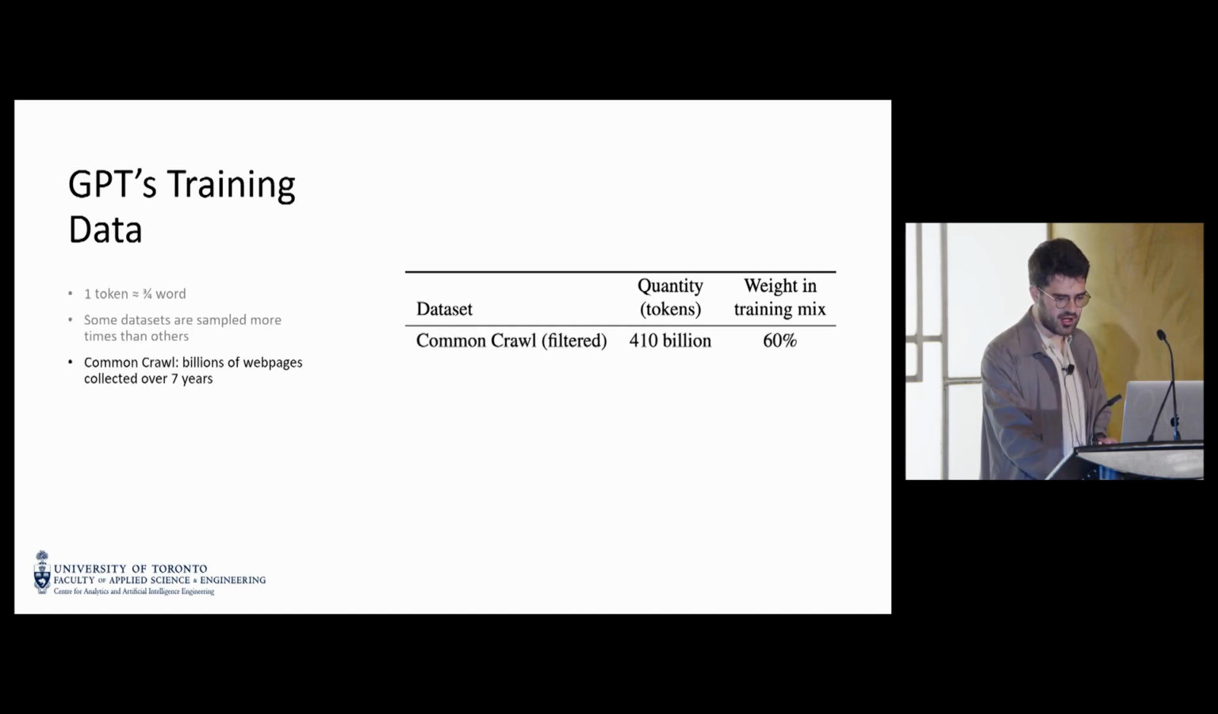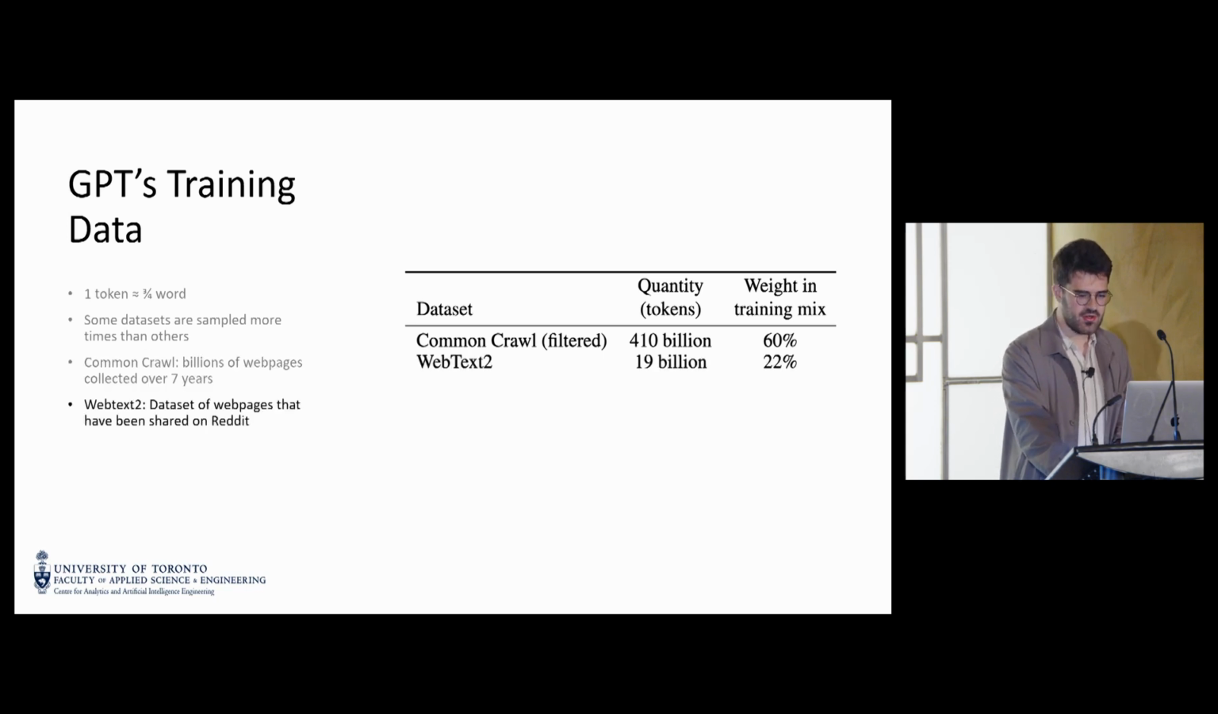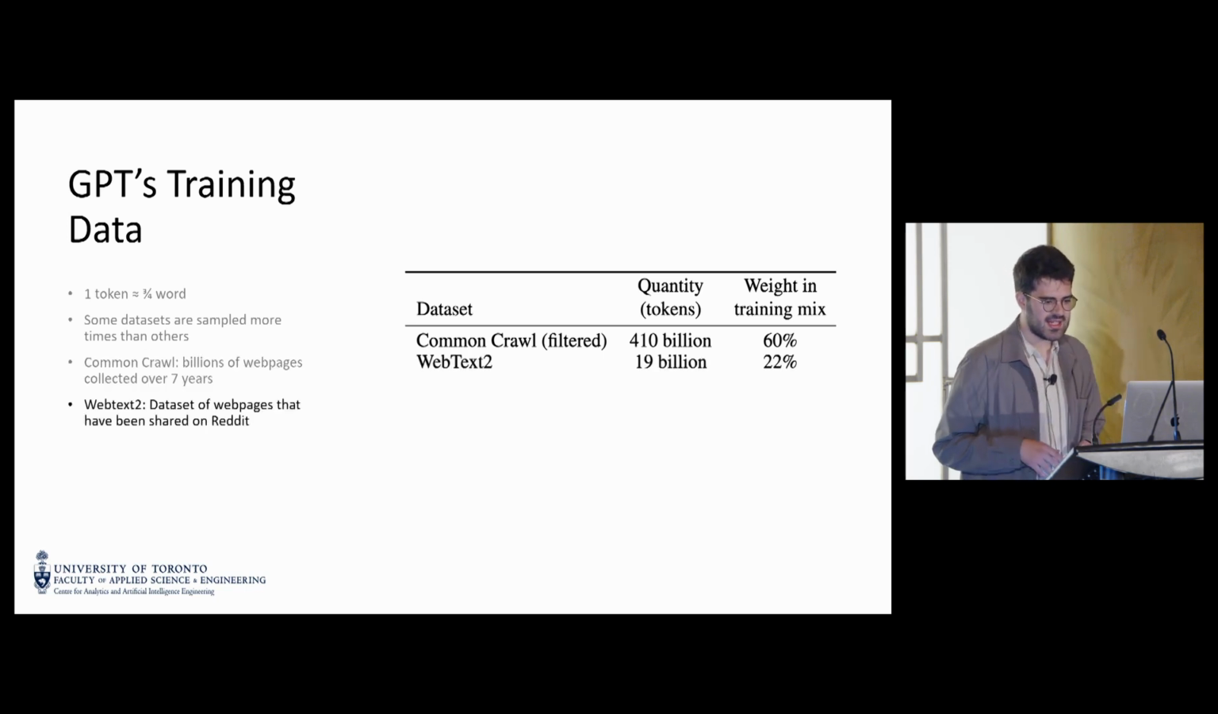So the first and by far the largest data set used in training GPT-3 is Common Crawl. Common Crawl is an organization that maintains a publicly accessible library of billions of web pages that they began collecting 7 years ago. WebText2 is a similar data set, but it only contains web pages that have been shared on Reddit. The concept here is that by only collecting pages that have been actively shared, their data set would hopefully contain higher quality web pages on average.